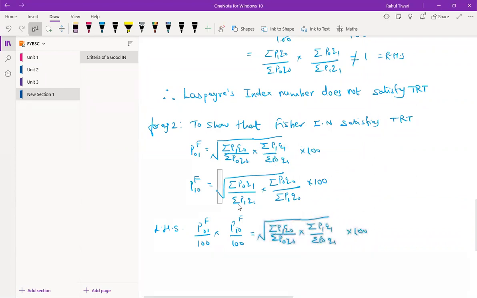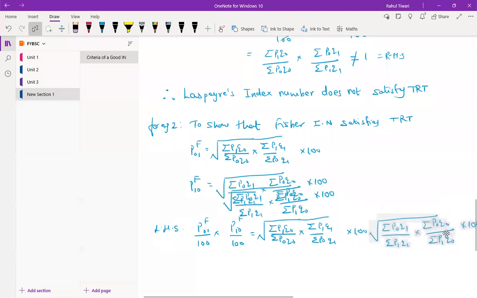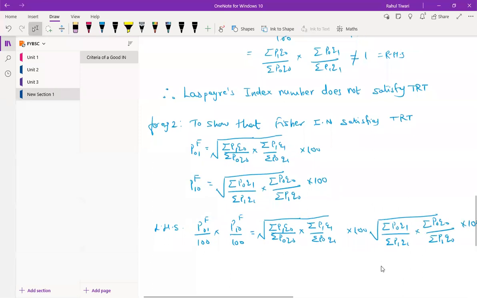Into this one. Control C, Control V. Multiply by here. It should be into, okay. So this is the whole thing divided by 100, whole thing divided by 100. So this gets cancelled with this one, this gets cancelled with this one, so no problem at all.